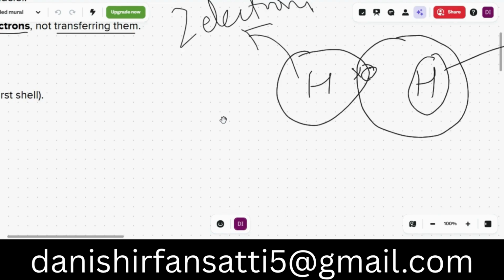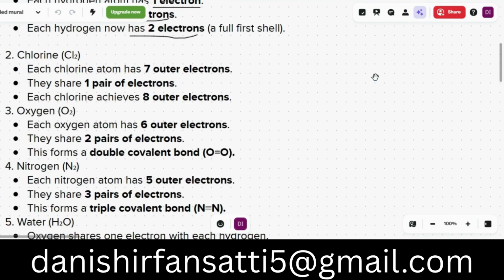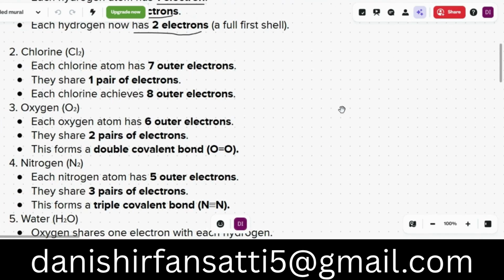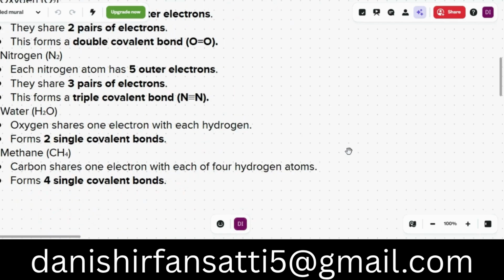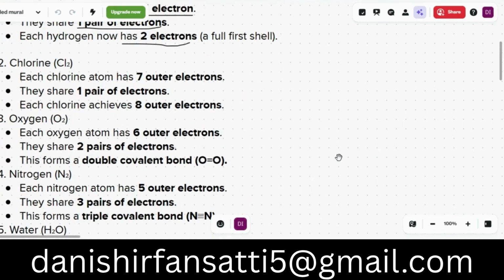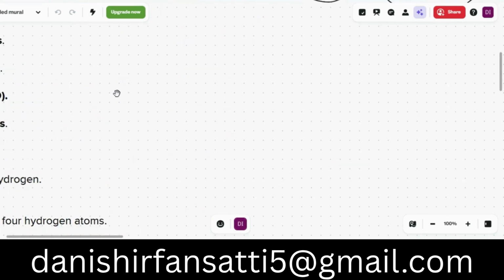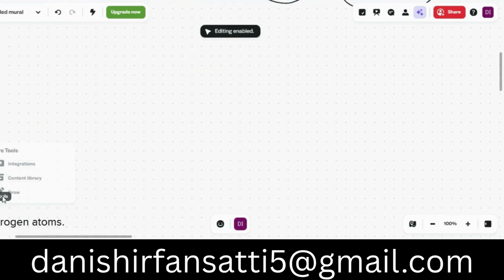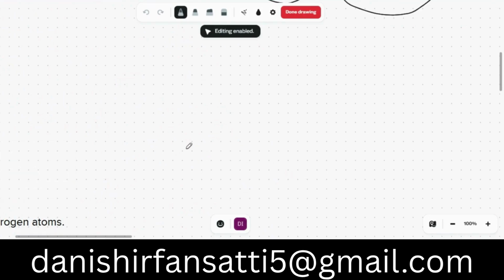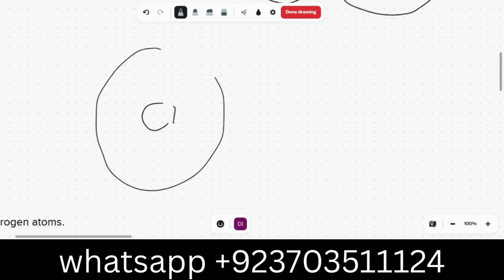Now we have a lot more examples. For example, chlorine. Because we have a lot of examples, I will do just two or three examples: chlorine and oxygen. I will just draw the outermost shell. So chlorine, for example: in the outermost shell, how many electrons does chlorine have? Chlorine has seven electrons in its outermost shell: one, two, three, four, five, six, and seven.